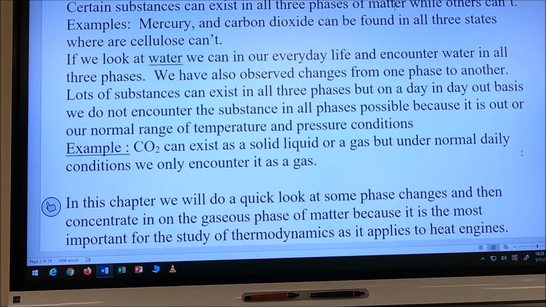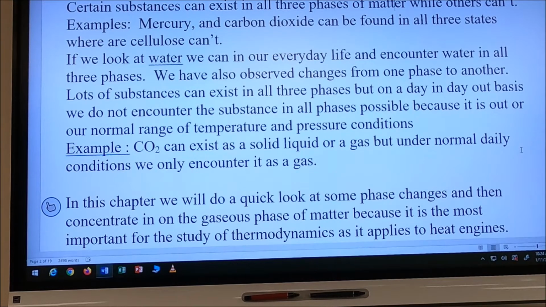Carbon dioxide exists as solid, liquid, gas. Okay, but under normal daily conditions, the atmospheric pressure we live in, which is about 1 atmosphere, you only encounter the gaseous phase of carbon dioxide. To get solid carbon dioxide, dry ice, they've got to take it to extremely low temperatures. And if you look at where it has to exist as a liquid, those conditions don't occur naturally on Earth. So if you get a solid block of carbon dioxide, it's going to immediately go into the gas phase. Okay?